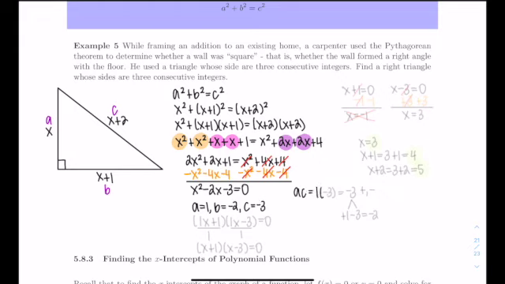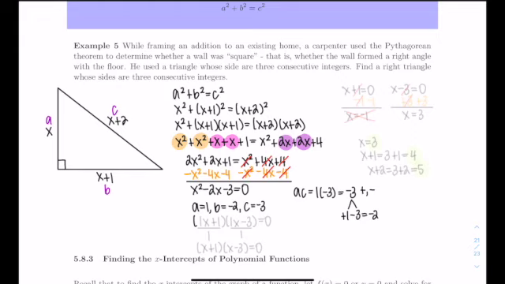A times c is 1 times negative 3, which gives me negative 3. I have to have one positive and one negative, and the only factor of 3 is 1 and 3. We need to have a negative 2, which means that the bigger number is negative and the smaller number is positive. And so plus 1 minus 3 gives me negative 2.